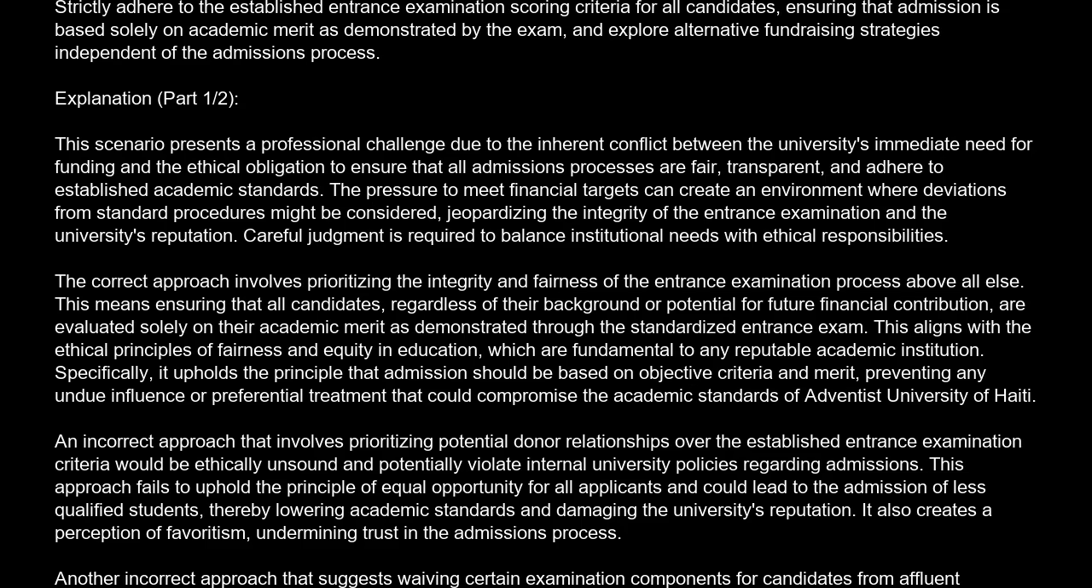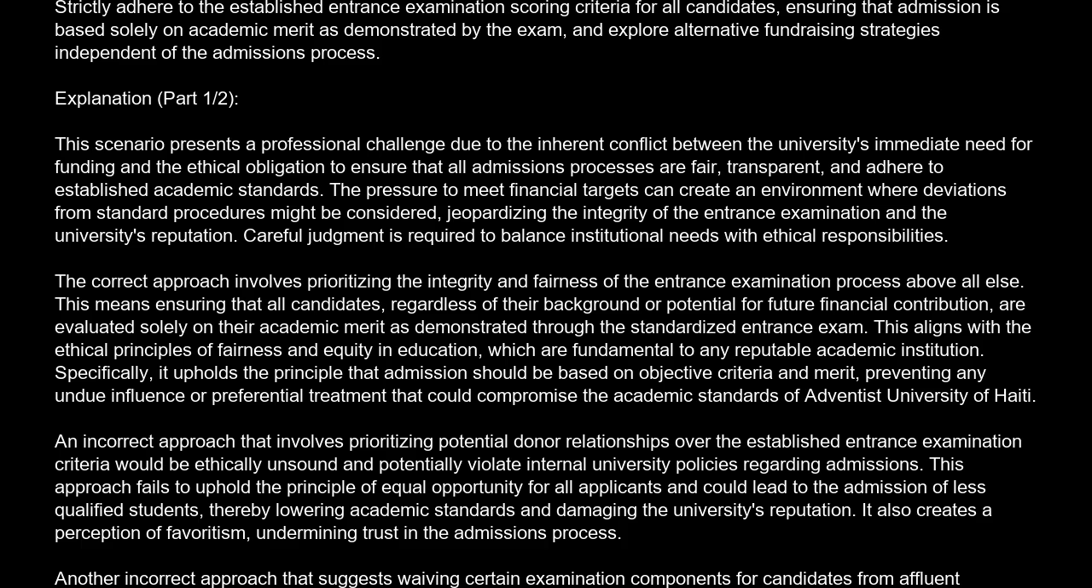The correct answer is A. Strictly adhere to the established entrance examination scoring criteria for all candidates, ensuring that admission is based solely on academic merit as demonstrated by the exam, and explore alternative fundraising strategies independent of the admissions process. Explanation.